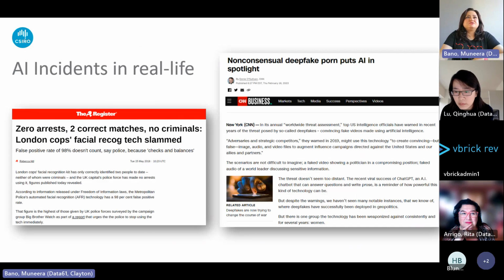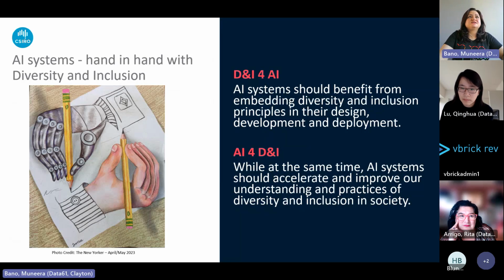And what are the consequences? We see the AI incidents in real life based on these algorithms when they are deployed in real life scenarios. There have been consequences of social harm that comes to actual people. So what we are trying to do is to see how we can take a hands-in-hand approach for diversity and inclusion to develop the AI system.